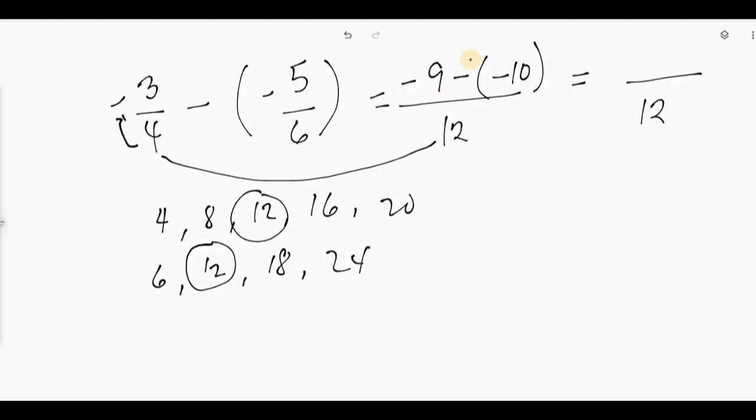Next, we have subtraction of integers. So, change the sign. Change the minus into plus. So, we have negative 9 plus 10. We have 1. 12. Okay? So, that is 1 over 12. So, ganun lang siya mag-add and subtract ng rational number. Ngayon, proceed tayo with multiplication and division kasi madali lang yan.